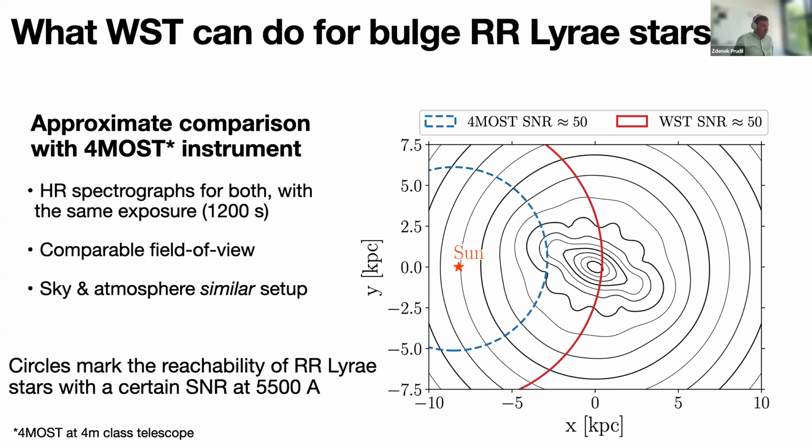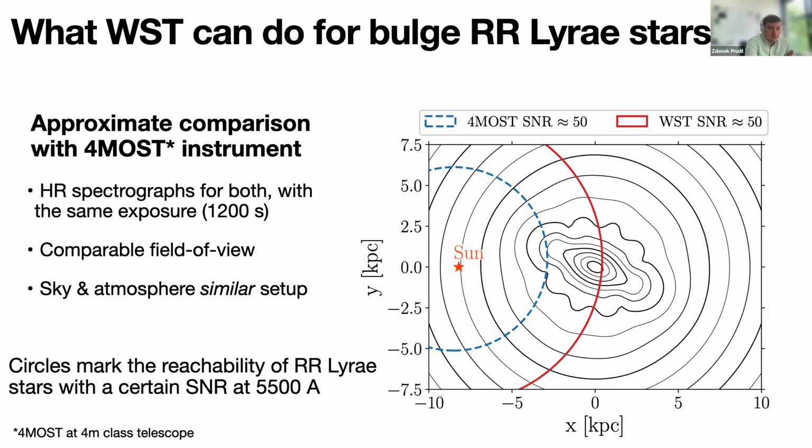Now I tried to do a hand-wavy comparison of what WST can do for auroral stars in the bulge, and what Foremost, a new upcoming instrument, can do. Foremost is a visual focused wavelength spectrograph with high and low resolution modes, attached to a 4-meter class telescope, so smaller in comparison to WST. It has a comparable field of view, and I tried to compare the high resolution spectrograph using the exposure time calculators for Foremost and WST with the same exposure of 1200 seconds, which for auroral stars is roughly okay.